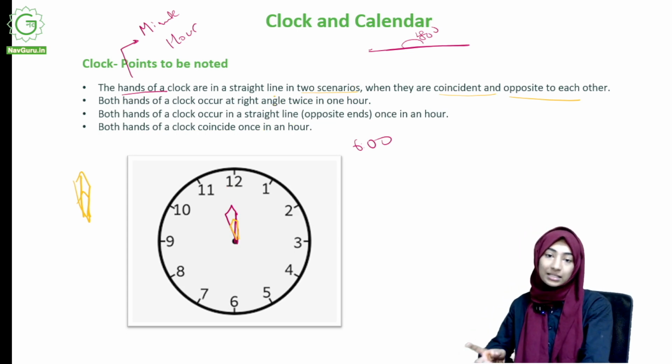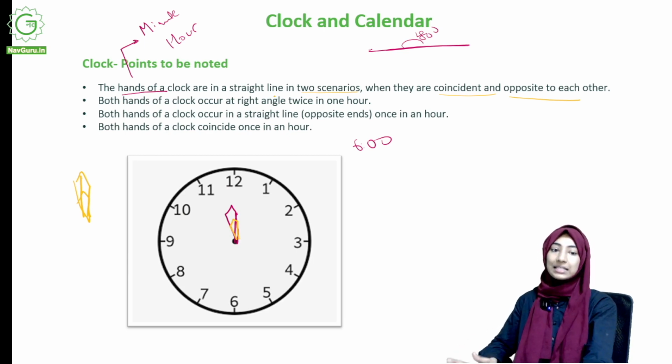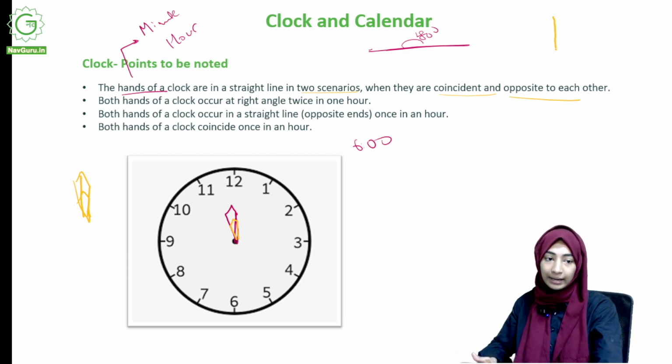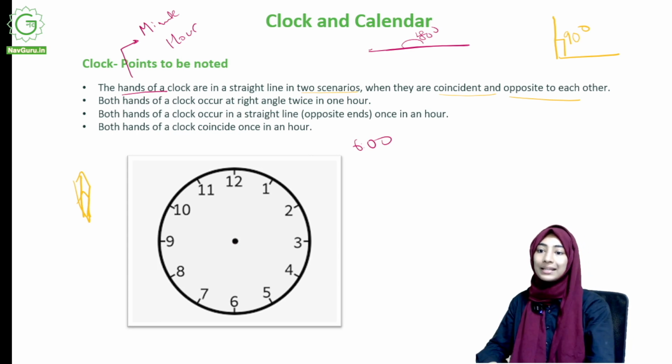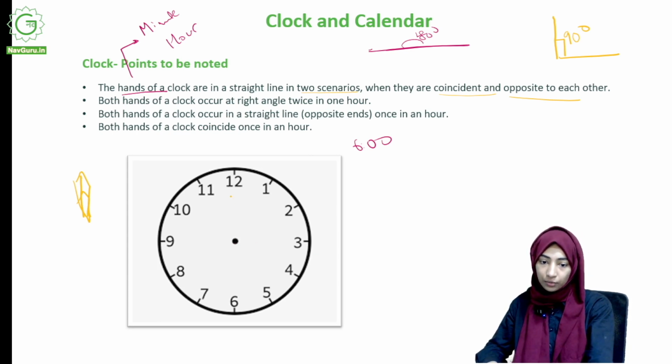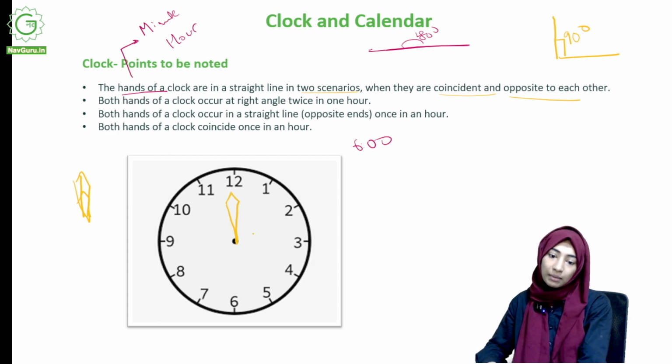Now, when do they occur at a right angle? First of all, what is a right angle? A right angle is an angle when two lines are at 90 degrees, right? This is called a right angle. What is the case when you have the minute and hour hand at a right angle? Now we'll draw them both with the same color, since they're not coinciding. If this is the minute hand and this is the hour hand, this is the right angle, 90 degrees. So at 3 o'clock it will be in a right angle.